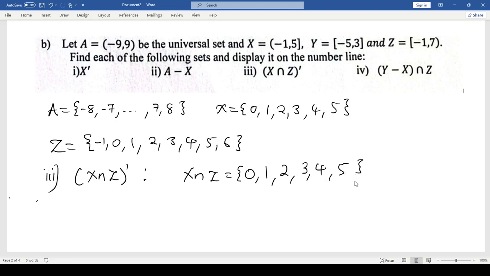Okay, so now writing this in interval notation, we're simply going to have 0, comma, 5 like this.